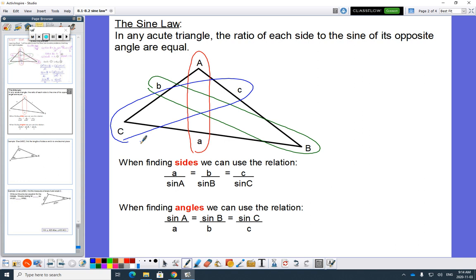So in math, if you choose to, you can flip an equation. So I can write sine A in the top, like this one, but you have to do it for them all. In grade 10, when you first learn about this sine law, we use this if you're finding a side length, and we use this version if you're finding an angle.